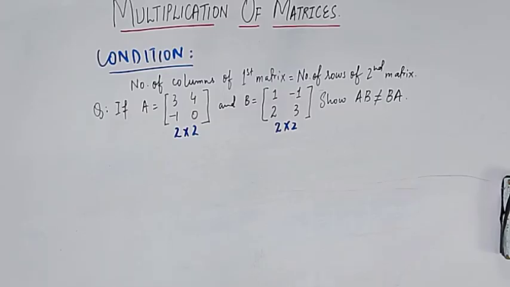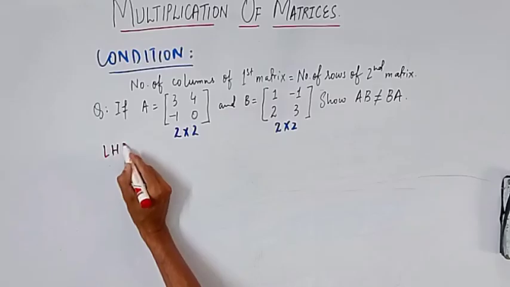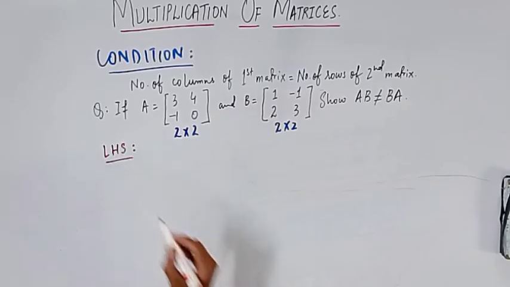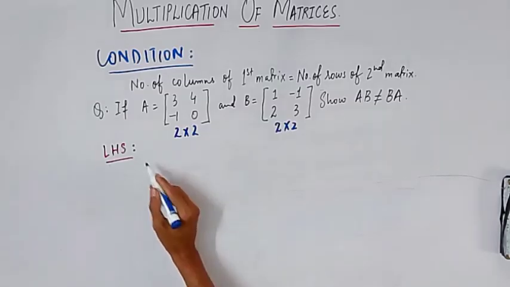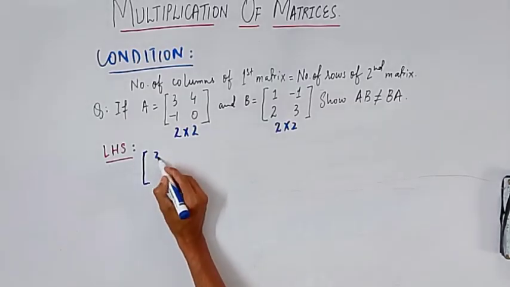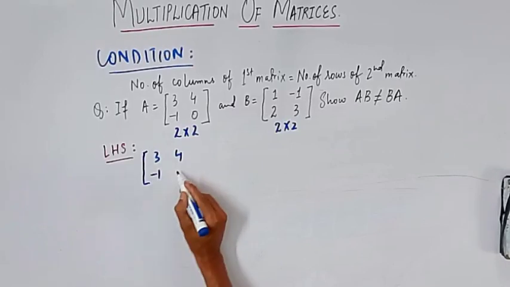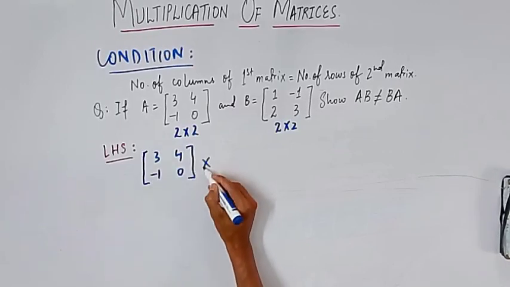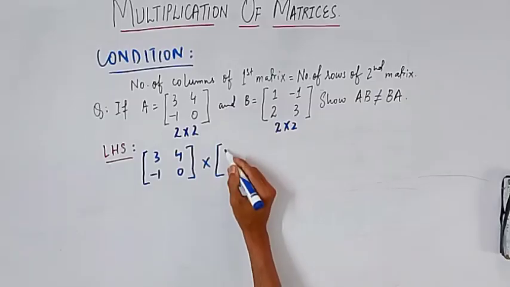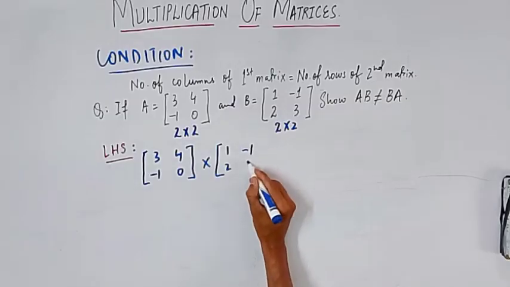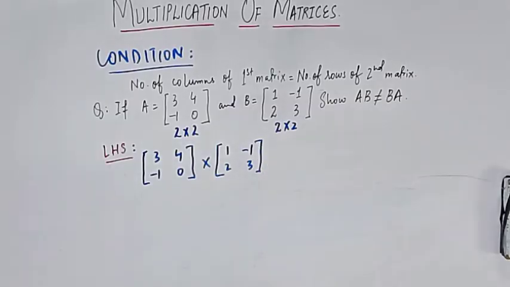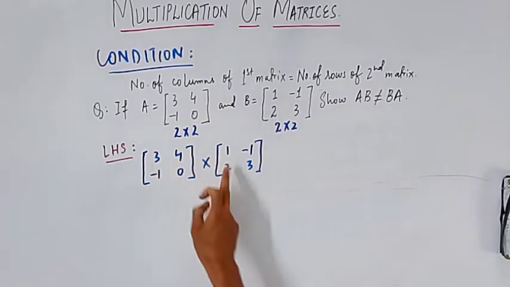So we have two sides, left hand side and right hand side. So let's first work on the left hand side, which is A multiplied by B. So if you want to do A multiplied by B, we will write A first. 3 4 minus 1 0, and we will multiply it with B, which is 1 minus 1 2 3. So follow the same method that you will multiply the row by the column. First you will multiply your first row with first column.